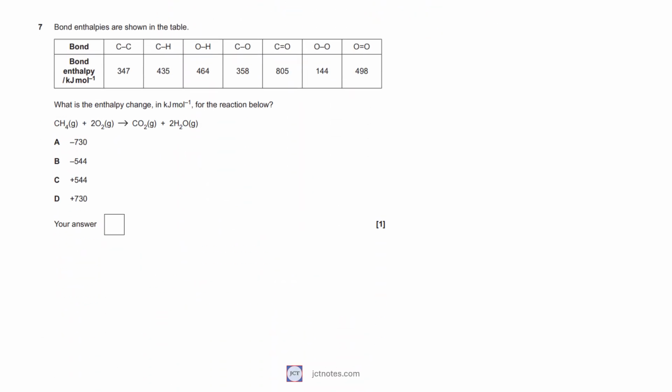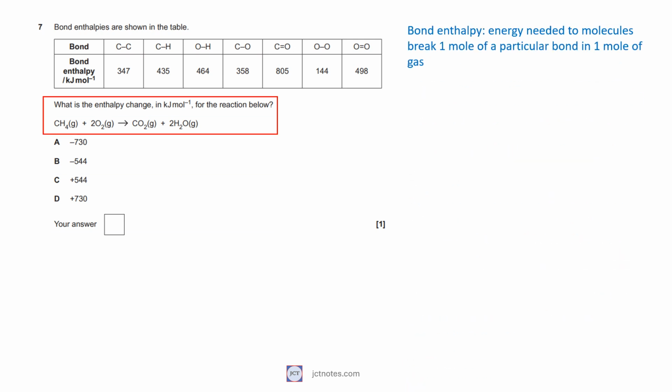In question 7, we are given a table with bond enthalpies and we are asked to calculate the enthalpy change in the given reaction. Based on the definition of bond enthalpy, it is the energy needed to break 1 mole of a particular bond in 1 mole of gaseous molecules. The answer is straightforward. We need to calculate the energy required to break all the bonds broken in reactants and add the energy produced when all the bonds of the products are formed.